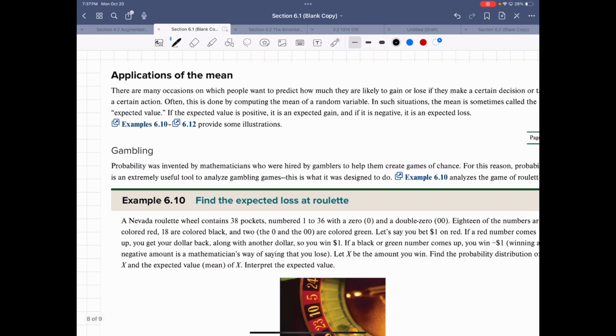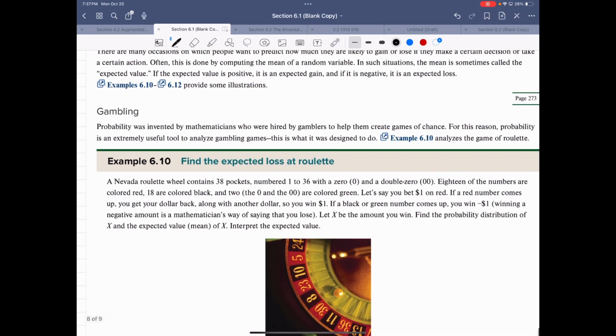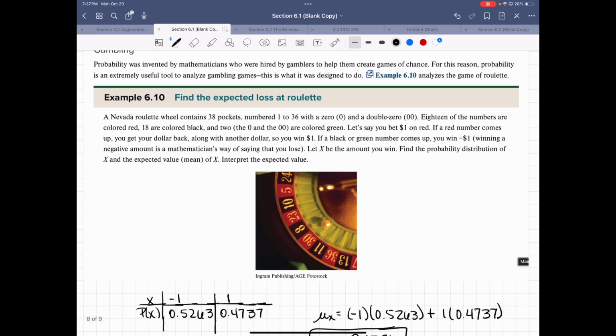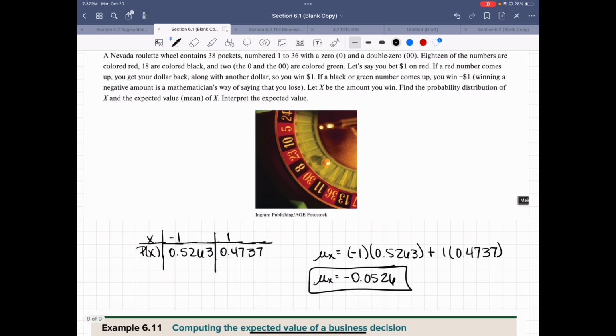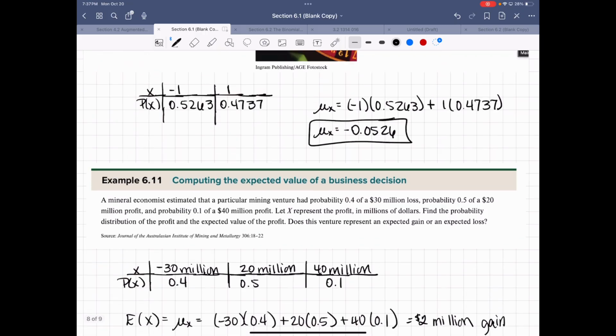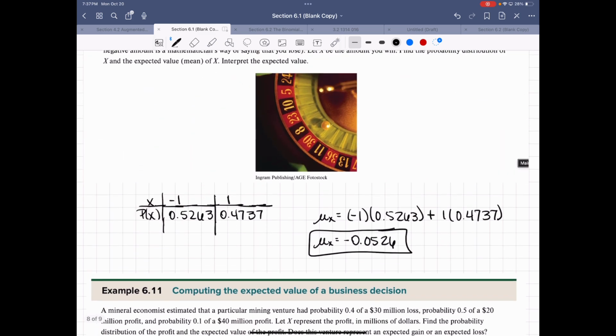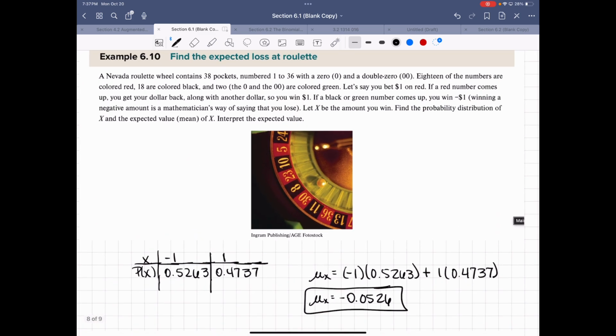Okay? Probability was invented by mathematicians who were hired by gamblers to help them create games of chance. For this reason, probability is an extremely useful tool to analyze gambling games. This is what it was designed to do. Okay, so a Nevada roulette wheel. Oh, I didn't delete that. I printed all the answers on there for you. I didn't erase it. Look, that's where I worked it out. So you don't have to write it. Okay, we'll talk through it.